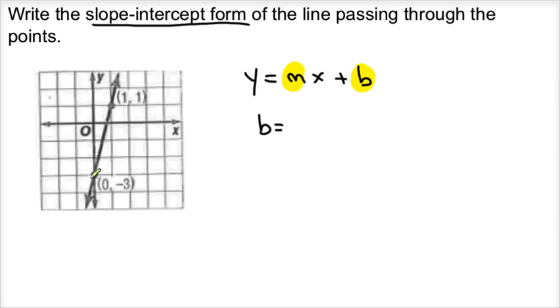It's -3, right? So the y-intercept, just the point on the y-axis. What is this coordinate? 0, -3. So the b is just -3. I don't need the 0. All I want is the -3.